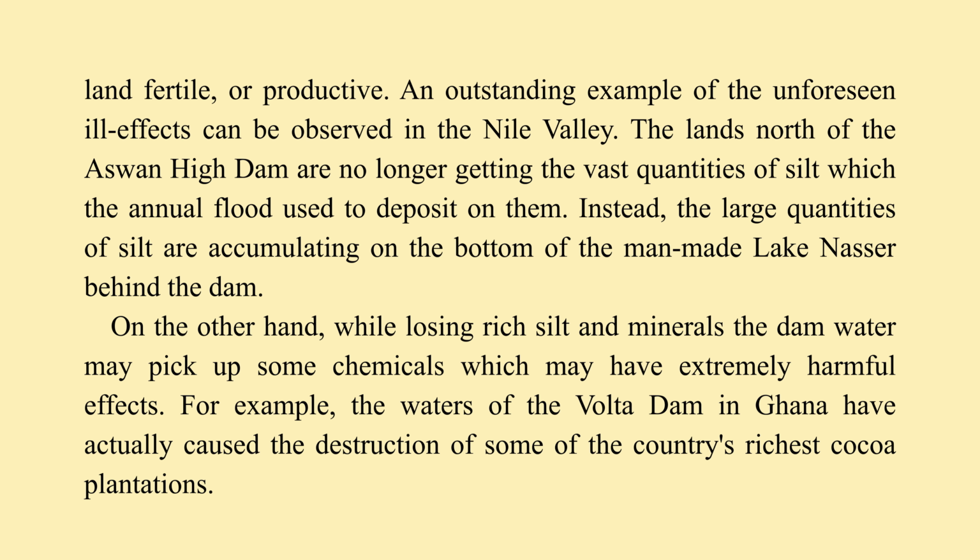The lands north of the Aswan High Dam are no longer getting the vast quantities of silt which the annual flood used to deposit on them. Instead, the large quantities of silt are accumulating on the bottom of the man-made Lake Nasser behind the dam. On the other hand, while losing rich silt and minerals, the dam water may pick up some chemicals which may have extremely harmful effects. For example, the waters of the Volta Dam in Ghana have actually caused the destruction of some of the country's richest cocoa plantations.